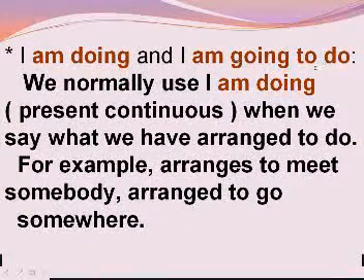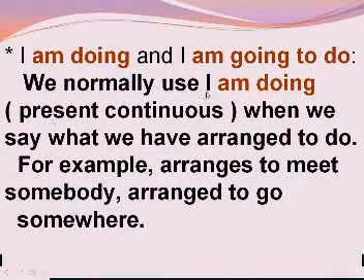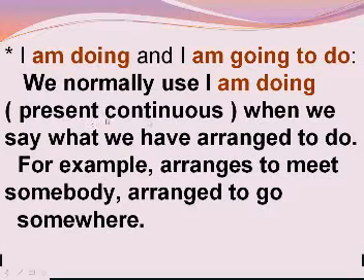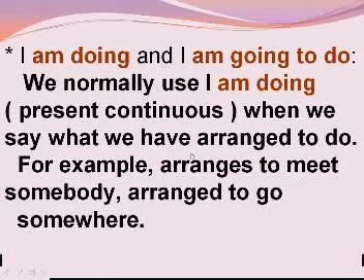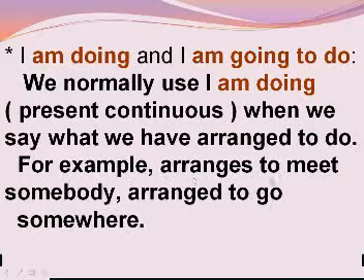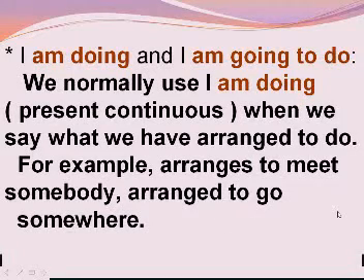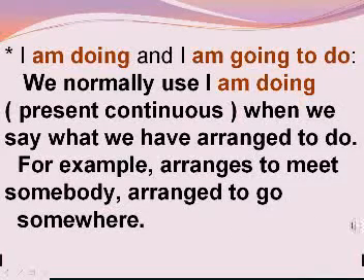I am doing and I'm going to do. We normally use I am doing, I mean present continuous tense, when we say what we have arranged to do. So remember, present continuous tense for arrangements. For example, arranged to meet somebody, arranged to go somewhere. Okay, so if you arranged to meet someone or arranged to go somewhere, we usually use the present continuous tense.